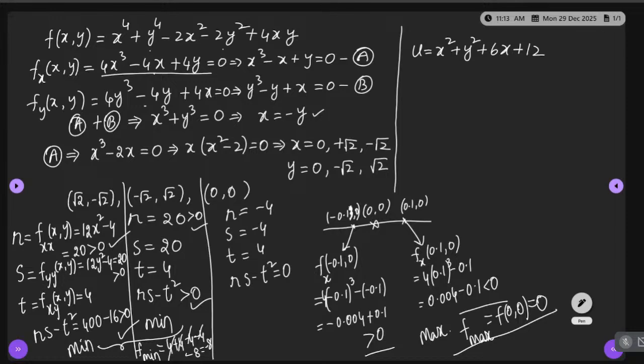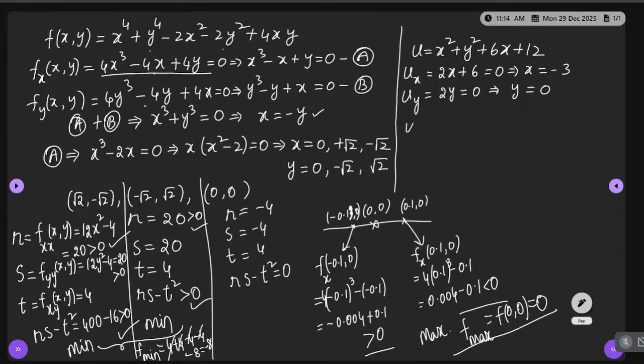It is having 2 variables, x and y. So simply you may write ux equals 2x plus 6 equals 0, x equals minus 3. Uy equals 2y equals 0, y equals 0. So minus 3, 0. ఎన్ని ఆప్షన్స్లో ఉన్నాయి మైనస్ 3, 0? 2 ఆప్షన్స్, మిగిలిన 2 అవుట్.